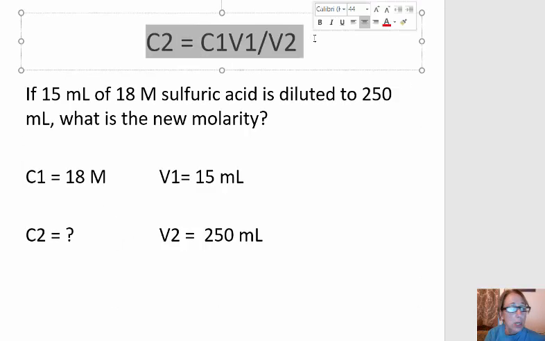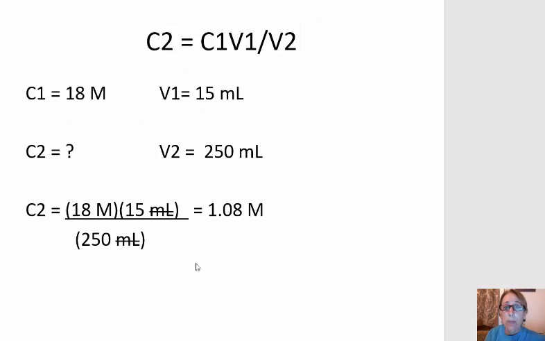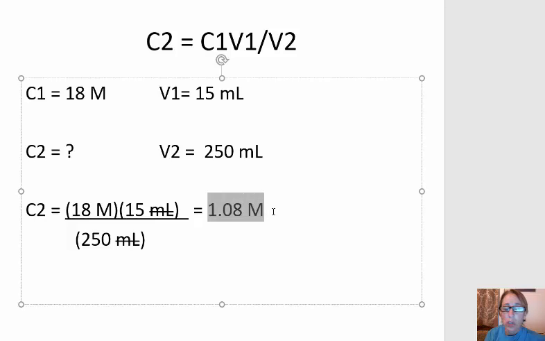So I'm going to plug into my equation, and we can see that my volume units cancel out. So it's really super important that your volume units for the stock and the dilute solution are the same. They don't have to be liters, which they have to be when you solve for molarity. They don't have to be liters, they just have to be the same so that they cancel out. And we see that our new concentration is 1.08 molarity.